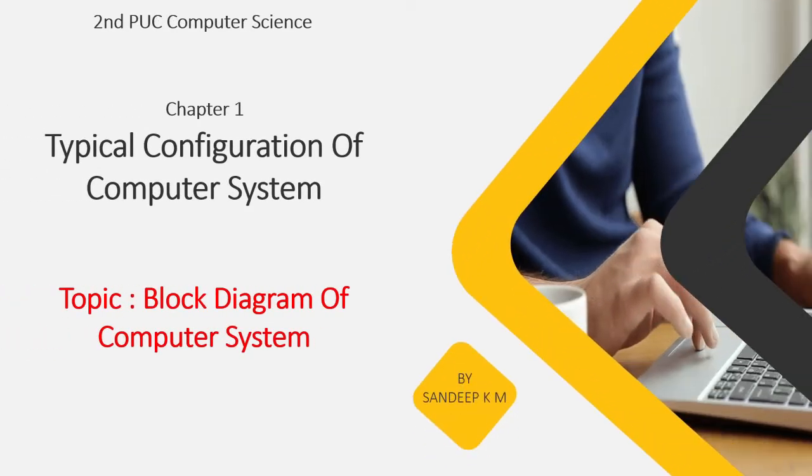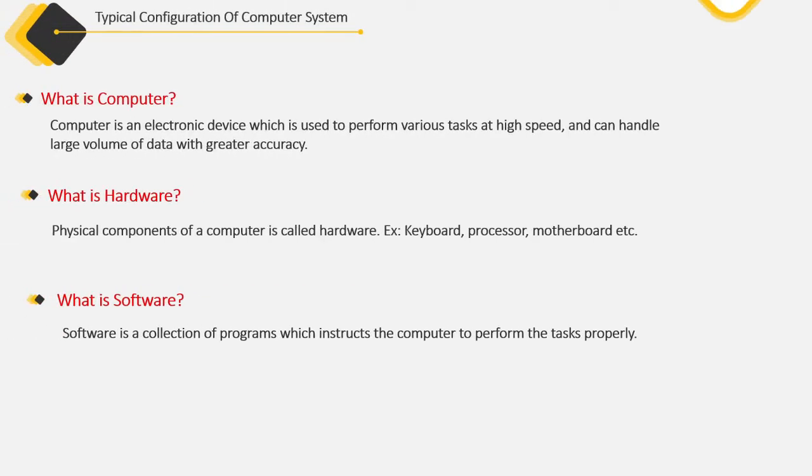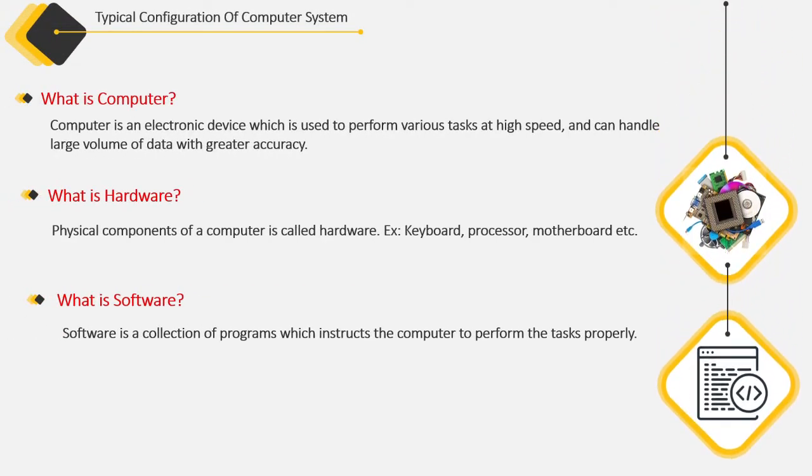Hi there. In this video, we discuss the block diagram of a computer system. What is a computer? A computer is an electronic device that manipulates information or data. It has the ability to store, retrieve, and process data. It can perform various tasks at high speed and can handle a large volume of data with greater accuracy.